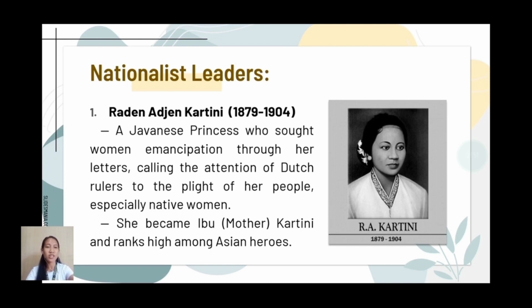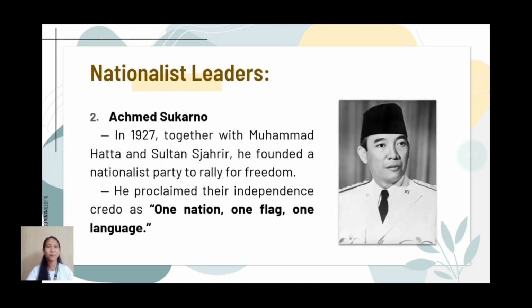Next, the prominent nationalist leader is Ahmed Sukarno. In 1927, together with Muhammad Hatta and Sutan Sjahrir, he founded a nationalist party to rally for freedom against the Dutch colonizers. Sukarno proclaimed their independence credo as one nation, one flag, one language. The Dutch ruthlessly suppressed all political parties and jailed their leaders, including Sukarno and Hatta, because the Dutch colonizers were frightened of their nationalistic behaviors.